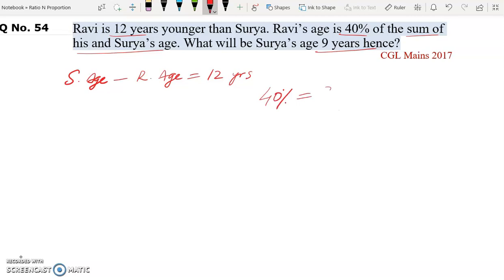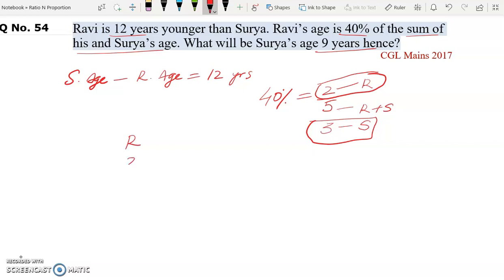Now the question says Ravi's age is 40% of the sum of his and Surya's age. 40% in fraction, we know it's 2 upon 5, 2 by 5. So 2 will represent Ravi's age and 5 will represent the total, which is sum of his and Surya's age. So Ravi plus Surya. Now if we need to find the part of Surya, this will be 5 minus 2. Total minus Ravi's part. 5 minus 2 is 3. So Ravi will be 2, Surya will be 3. So their age is in the ratio of 2:3.